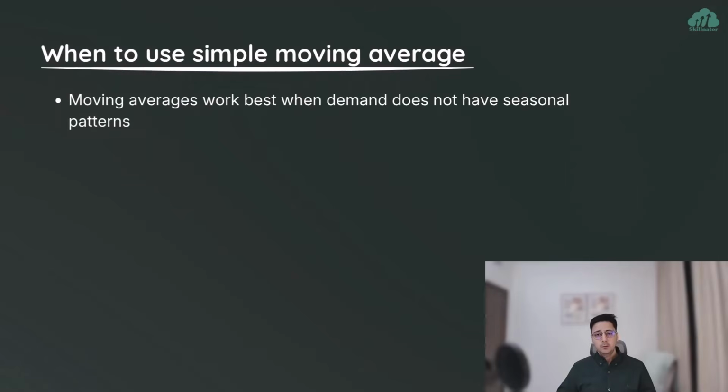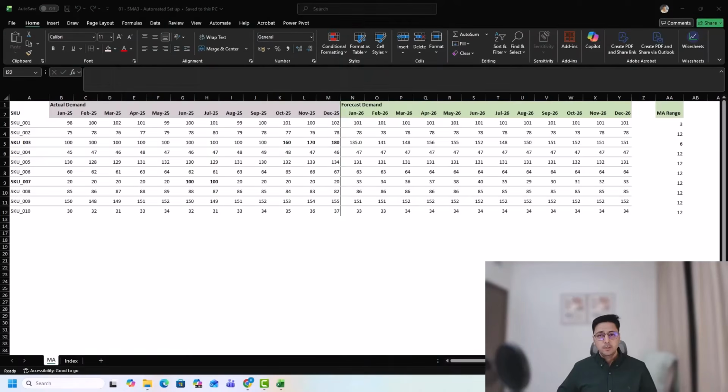Simple moving averages work best under a few specific conditions. First, when there is no strong trend or seasonality in the demand. For example, imagine a product that normally sells around 20 units per month, but in the months of June and July, the demand suddenly jumps to 100 units per month. This is a seasonal pattern. Maybe it's a summer product, for example, an ice cream that sells a lot in the months of June and July, but not as much in the rest of the months.